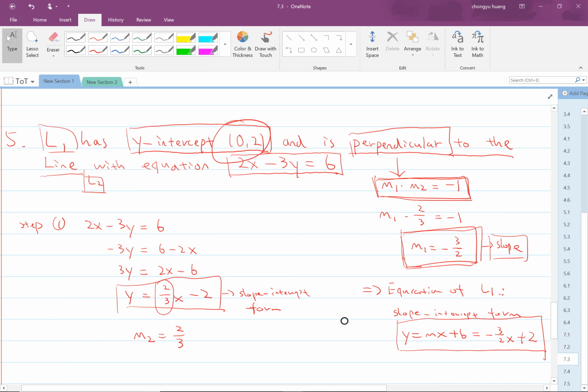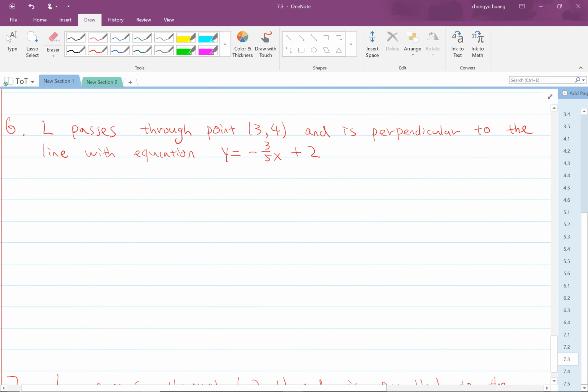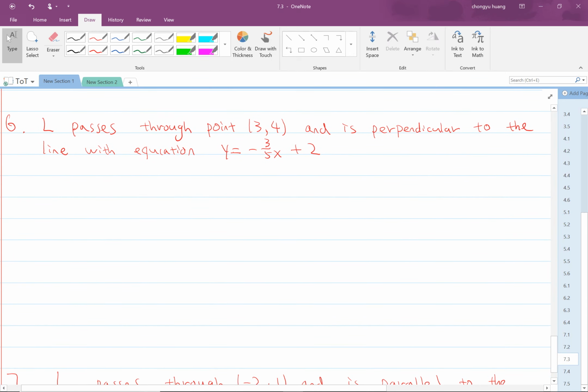Okay, now let's move into the next question. I think we only have 2 questions left. This question is again really similar. Over here, we have a point. The line is passing through this point, and the second condition is that it is perpendicular to the line with equation y equal to negative 3 over 5x plus 2.